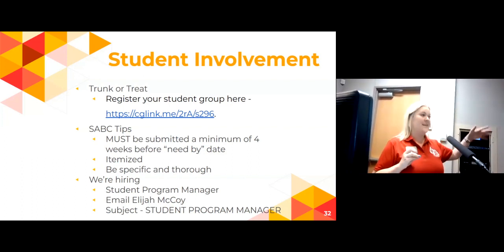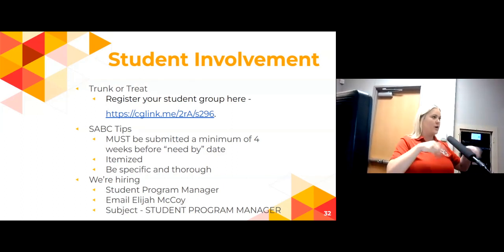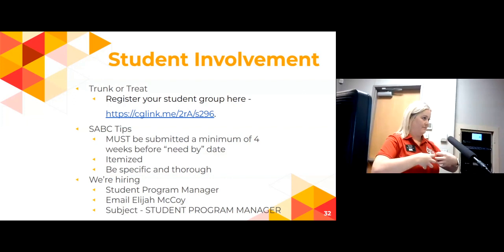So what we're collecting is student organizations who want to host a trunk. You all will park with your trunks and costumes and kiddos walk around. OSI is providing all of the candy. So student organizations just have to decorate their trunk, which SABC could help fund if you submit a budget request 4 weeks in advance. So keep that in mind. And I know PSA already has a trunk. Delta Zeta already has a trunk, potentially Zeta Tau Alpha. So that link is for people who want to have a trunk.